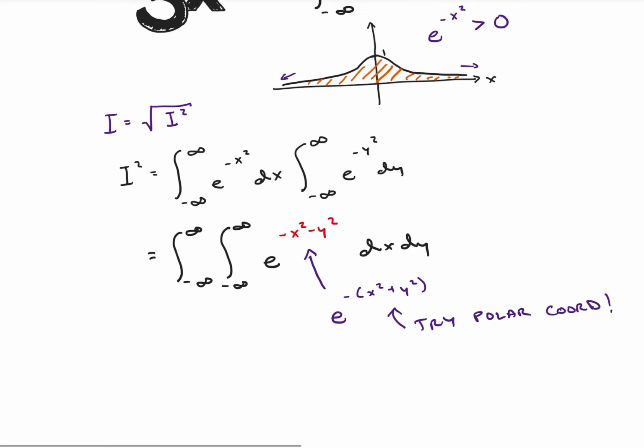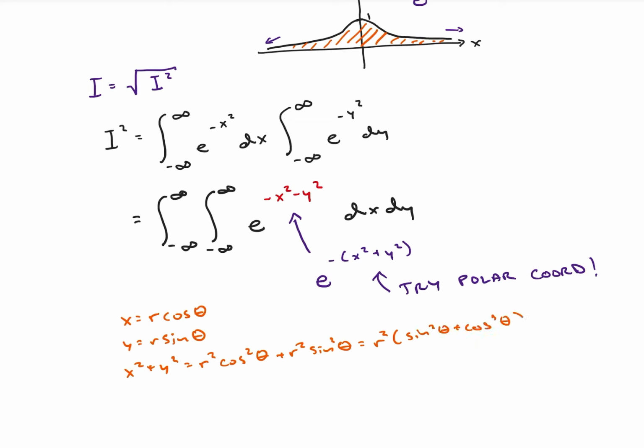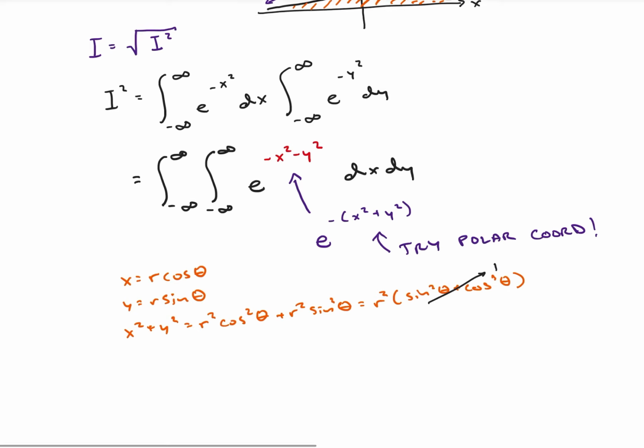Okay, so we're going to go ahead and try polar coordinates. So what we're going to do is make x equal to r cosine theta, y equal to r sine theta, and we notice that x squared plus y squared is equal to r squared cosine squared theta plus r squared sine squared theta, which is just equal to r squared times sine squared theta plus cosine squared theta. And if you remember your trig identities, this is just equal to 1. So that whole expression, x squared plus y squared, is now just r squared.